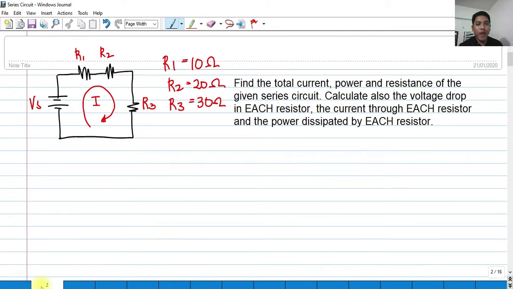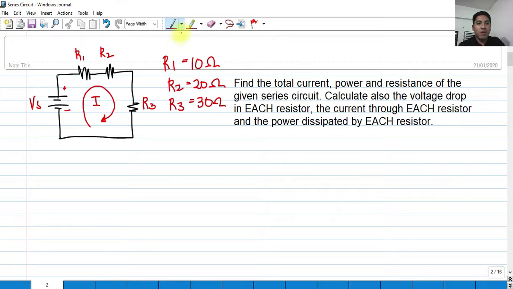So for example, we have this. For number one, let's try to find the total current, power, and resistance of the given series circuit. Calculate also the voltage drop in each resistor, the current through each resistor, and the power dissipated by each resistor. So we have a series circuit. As you can see, the current is in the clockwise direction to denote conventional current flow, that is from the positive to negative.